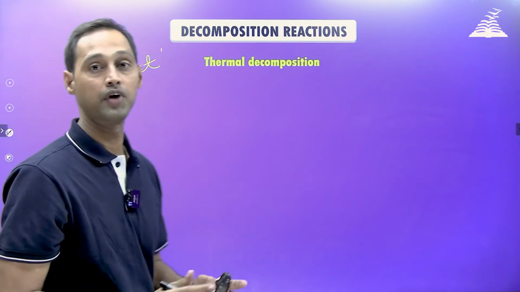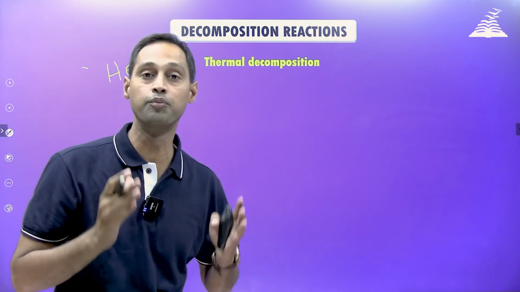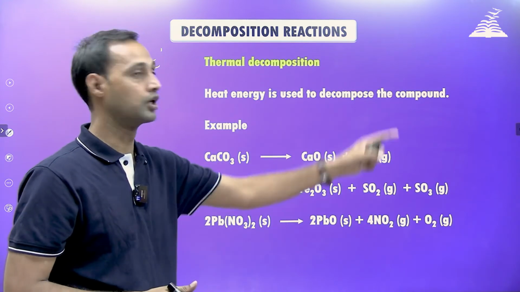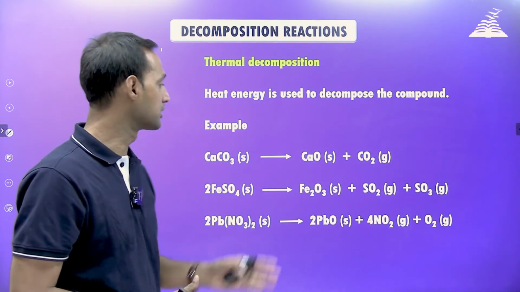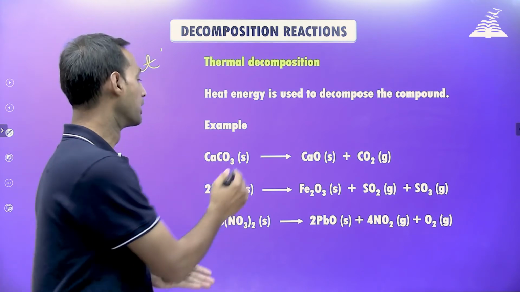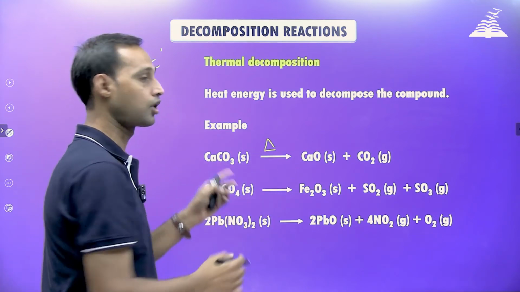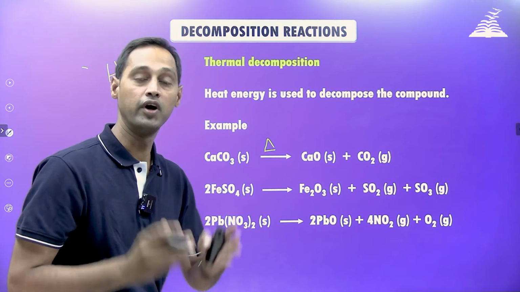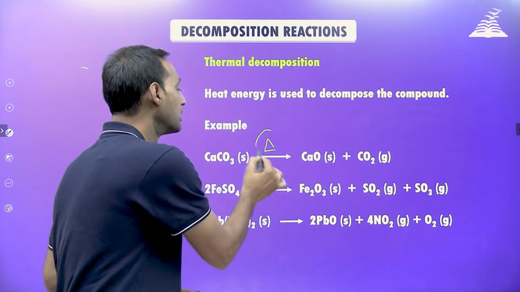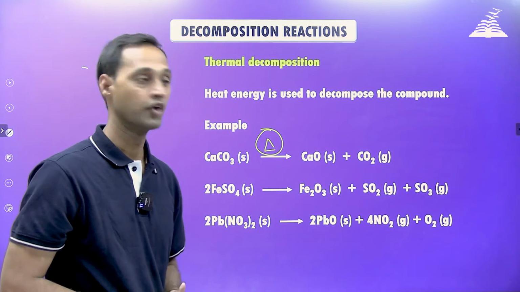Energy in the form of heat is used to decompose the substance here, right? Heat energy is used to decompose the compound. See, we have few examples here, very important examples. Decomposition of calcium carbonate. When heat is required to decompose the substance, we indicate with delta, right?